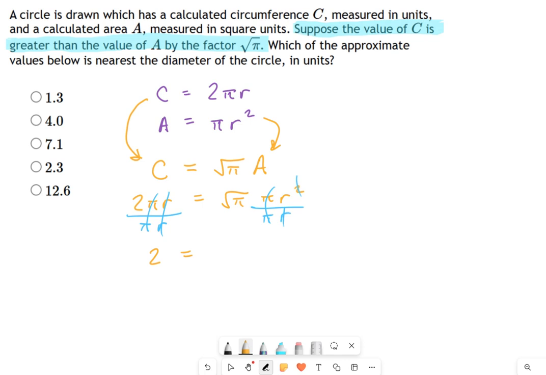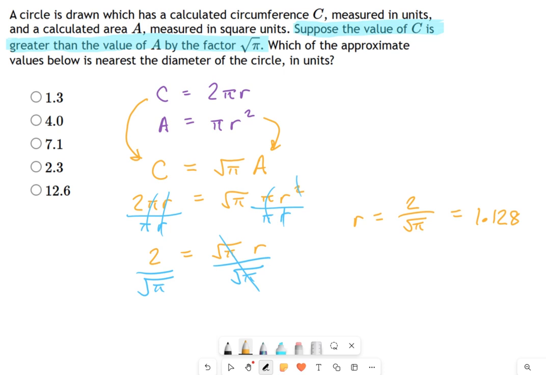I get 2 on the left, and I get square root pi times r. So no problem. I just need one more step of division. To get r by itself, we divide by square root pi. And I know you're probably not used to working with square root pi. It's a goofy looking thing. But at least we can plug this into a calculator, right? So I get r equals 2 divided by the square root of pi, which is not something I have memorized. Let's see. 2 divided by square root pi. Okay, so that is 1.128. Okay, pretty good.